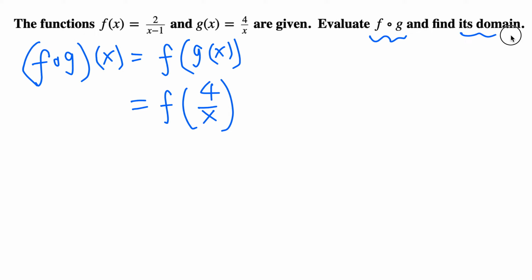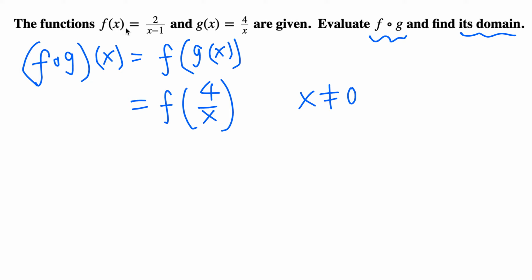Since we are asked to find the domain as well, let's keep track of that. 4 over x, we can't have 0 on the bottom, and we get 0 when x equals 0, so x can't be equal to 0. Okay, so f of g is 4 over x.